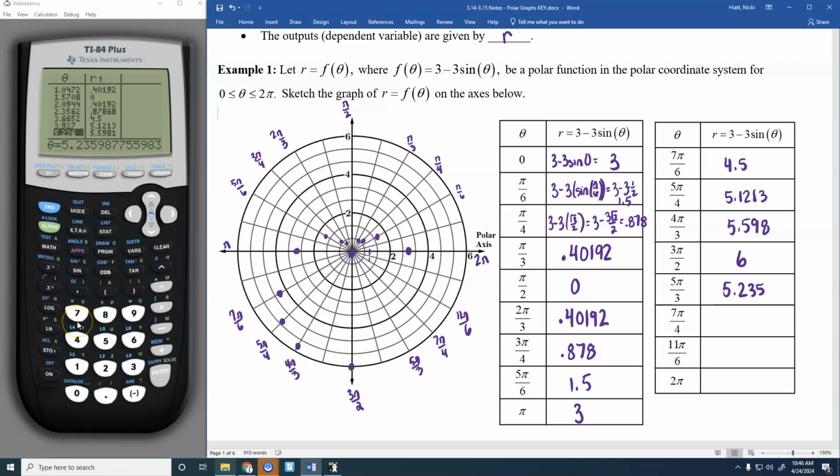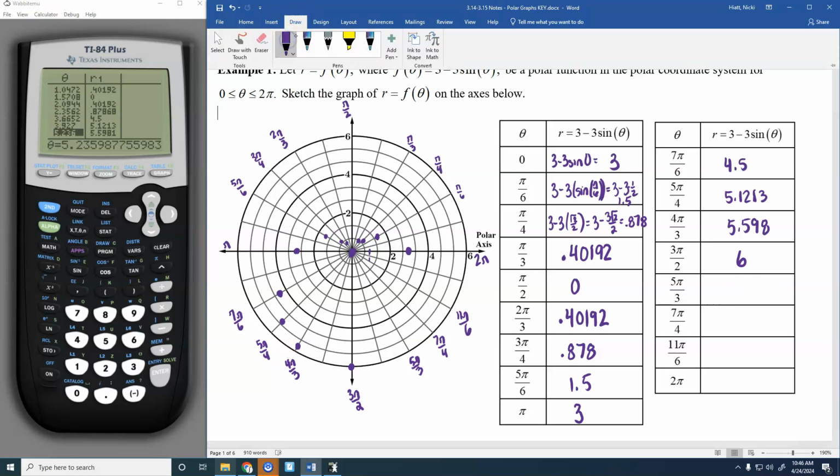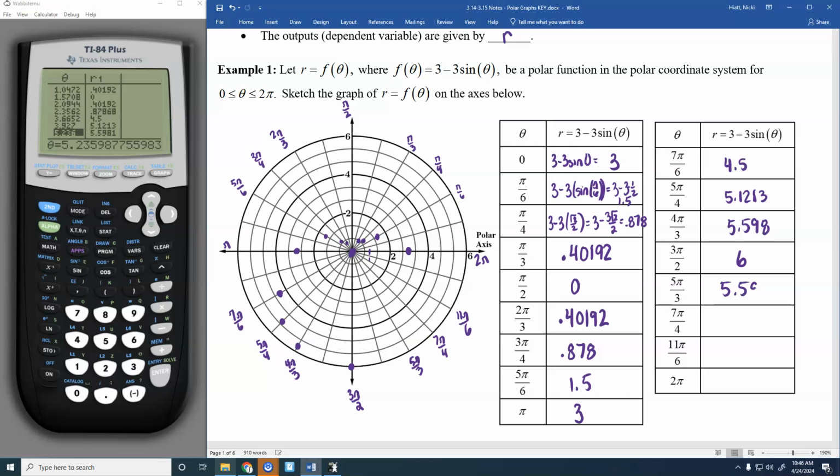Wait, no, we're looking at the R, aren't we? It'd be 5.591. Oh, yeah, sorry. We are. I was thinking, why is this not working like it's supposed to? Okay, look at the R. Thank you. 5.598. And I'm pretty sure it's just going to go back down. We'll get 5.1213, 4.5, and then we'll be back at 3 for that.